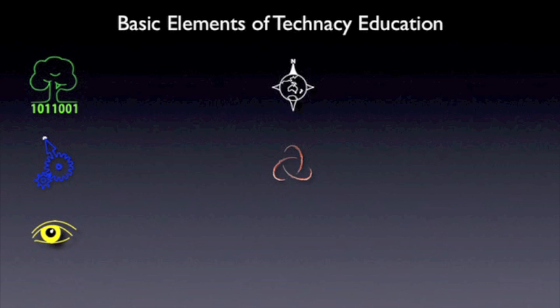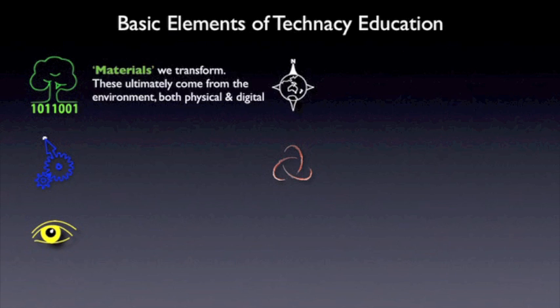There are these 5 key elements of Technacy education, and they occur in 2 groups. The first group is identified by the tree and the digital codes underneath it. And we call this the materials. We transform materials. It doesn't matter which technology you're referring to, you are always shaping, transforming, manipulating something. We refer to this generic expression as the materials, and ultimately materials in some form come from our natural environment, both physical and digital.